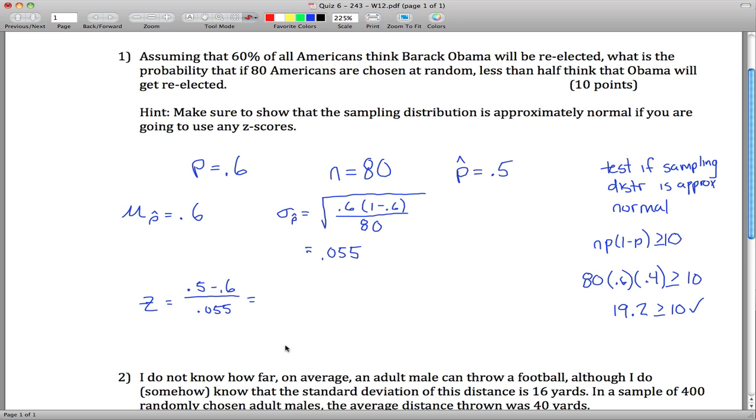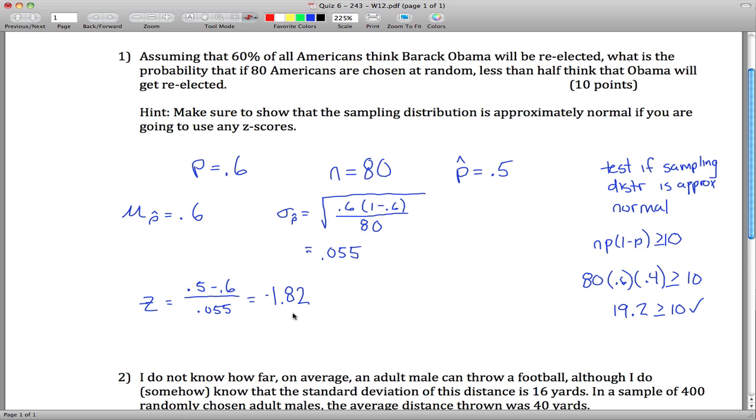which is, let's see, how should I do this? I'll use the rounded value, even though I realize some of you using your calculator will use the exact value. But either way, you should get something close to z is negative 1.82.